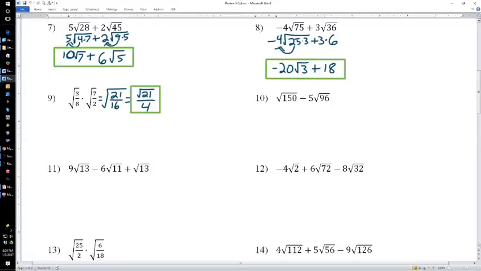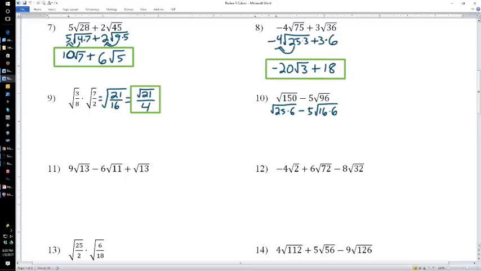Number 10. Start off by checking your operator. In this case, we are subtracting. So again, we need a common denominator. 150, again, is divisible by 25. So that is 25 times 6. And remember, I'm not dividing by any radical. I'm dividing by perfect squares. 96 is 16 times 6.